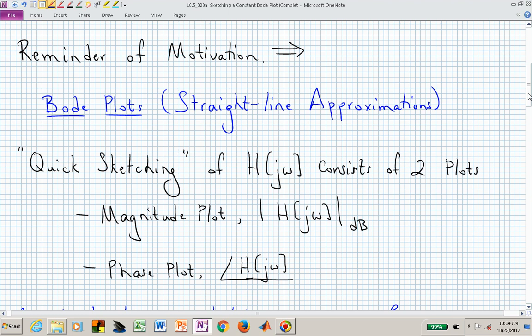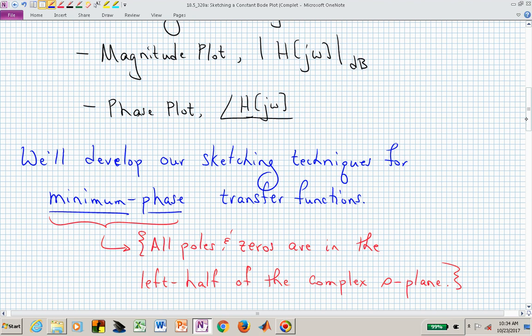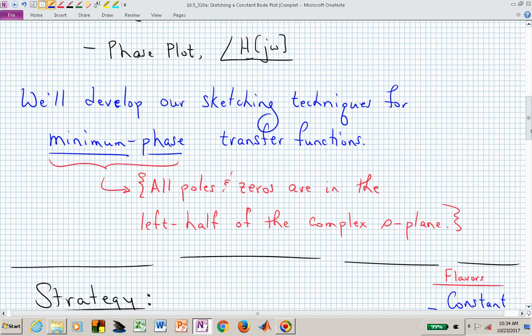And again, we'll just figure out how to sketch the angle behavior of each of these different factors. And then at the end, the angles just add algebraically. If we have zeros, those are plus signs. If we have poles, we'll just subtract those angles in essence. Again, we're developing these strategies for a minimum phase transfer function, which just means that all of the poles and zeros are located in the left half of the complex plane.